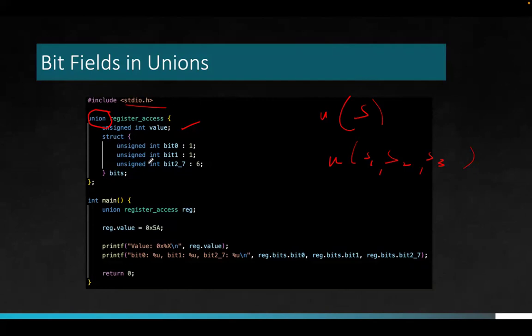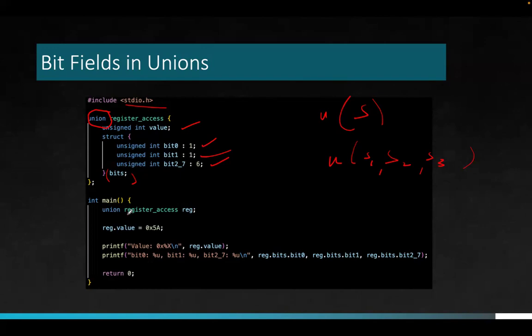The structure has unsigned integer bit 0 of 1 bit, unsigned integer bit 1 of 1 bit, and unsigned integer bits 2 to 7 of 6 bits. So I have 6 bits of associated data that can be stored here, and the structure name is bits. So the bit fields of this structure are present inside the union. Now, if you go to the main function, what is happening?